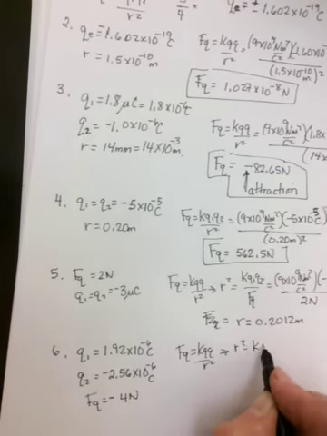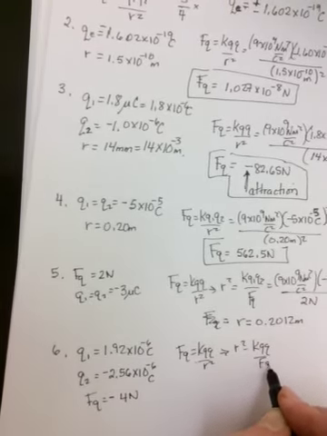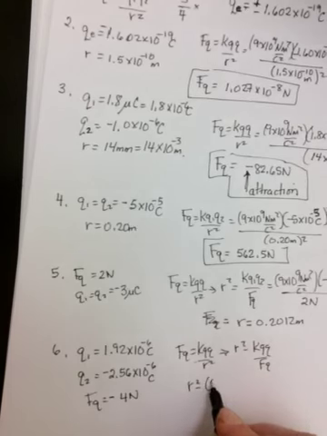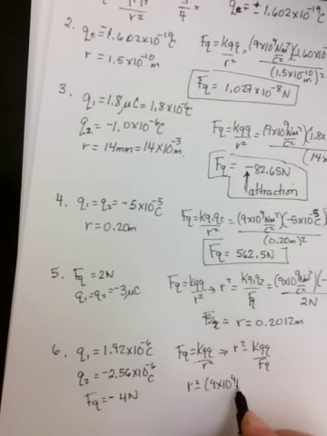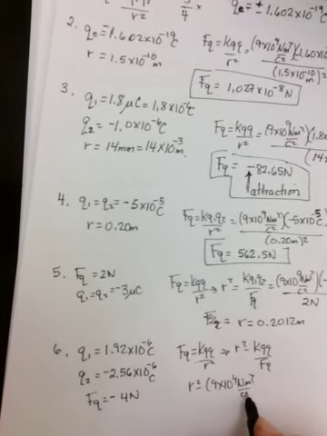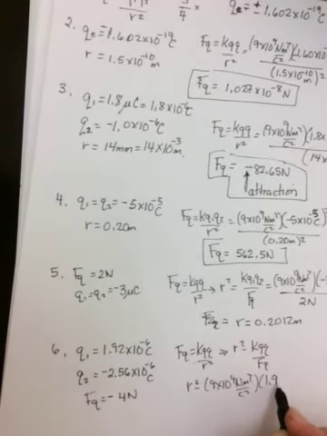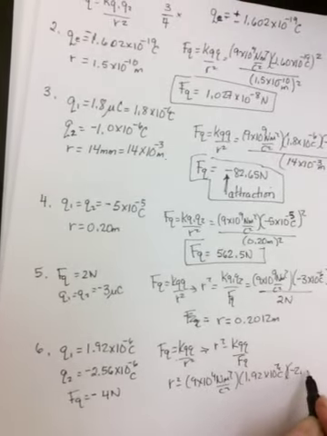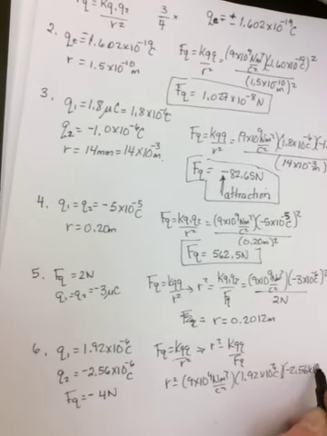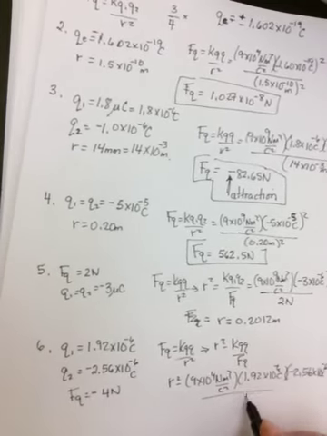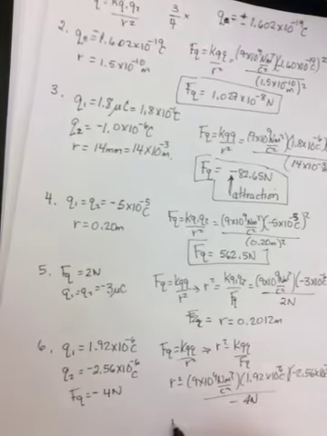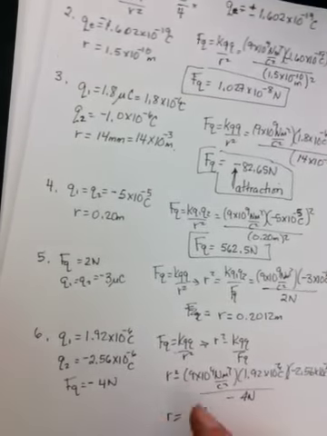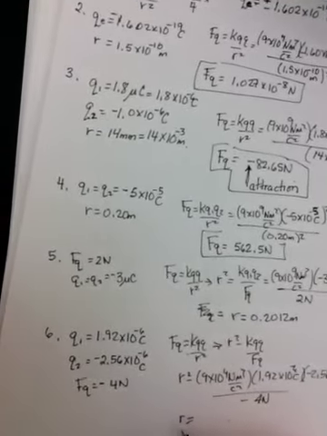R squared is equal to KQQ over FQ. So R squared is equal to 9 times 10 to the ninth Newton meters squared per Coulomb squared times 1.92 times 10 to the negative 6 times negative 2.56 times 10 to the negative 6 over 4 newtons, and it's negative. Take the square root and you should get an R of 0.1052.